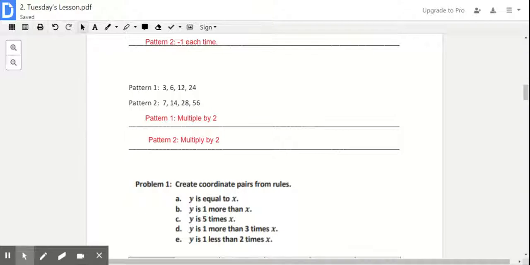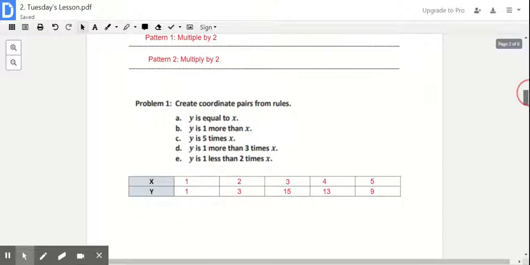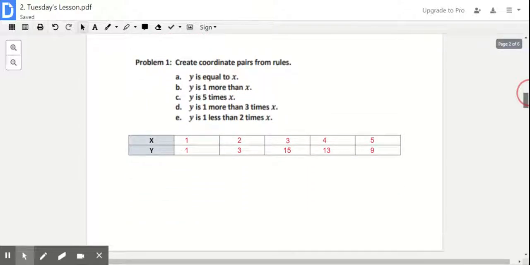Okay, now pattern 1. If I wanted to add the next number for this pattern 1, what do you guys think it would be and why? Exactly, it will be 48 because I know 24 times 2 is going to be 48. So think of these patterns in a sense that if you wanted to add on next, what would you have to do? Okay, this one, you had to create coordinate pairs from the rules below.